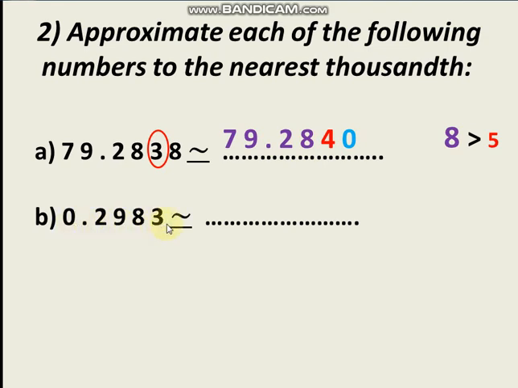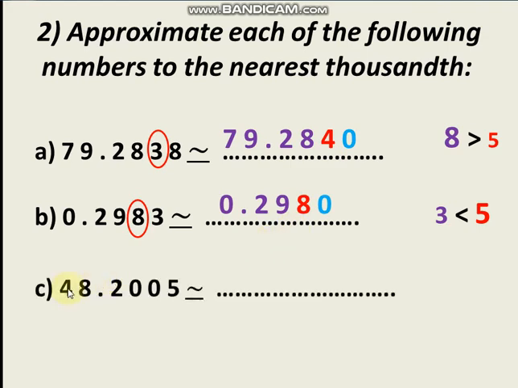Letter B. 0.2983. Approximate to the nearest thousandth. At first, put a circle around the thousandth. The thousandth here is digit 8. Look at the right. 3. 3 is less than 5. So we replace it by 0 and keep the other digits as they are. The result will be 0.2980.